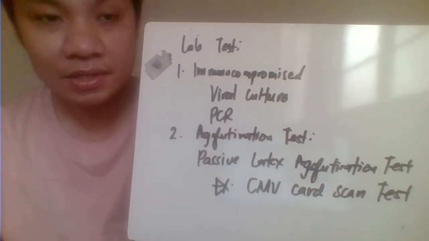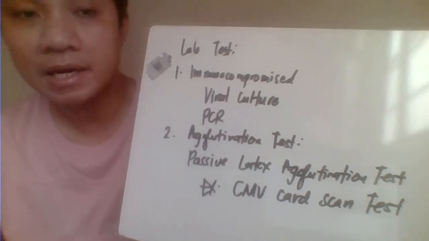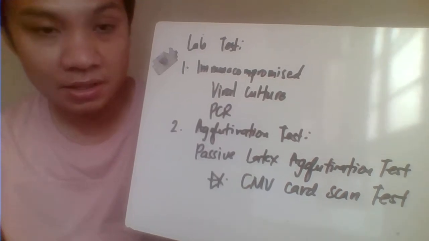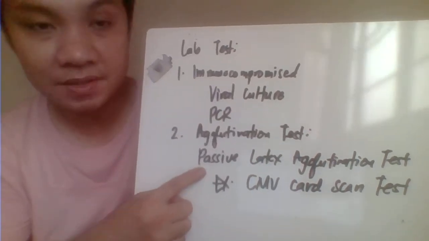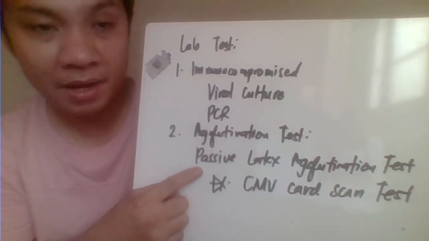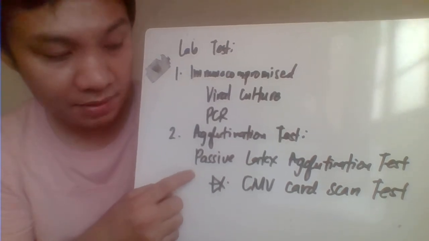Example of your agglutination test for detection of antibodies, the antibodies to your immediate early, early, and late antigen. We have your positive latex agglutination test. This one is positive because you are detecting antibody in the patient sample. So if it is reverse passive, you are detecting for antigen. Since you are detecting for antibody, it becomes a passive agglutination.